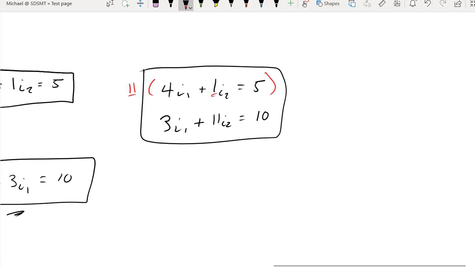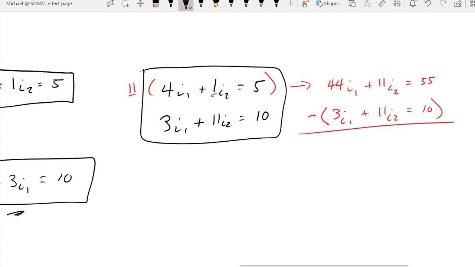So multiplying 11 through that whole first equation gives me 44I1 plus 11I2 equals 55. And I'm going to subtract the bottom equation from that. Because if I take 11 I2s and subtract 11 I2s, those are gone. I just have to be careful with all the other algebra that we're doing here. 44 minus 3 is 41. 55 minus 10 is 45. And so I1 is going to equal 45 over 41.